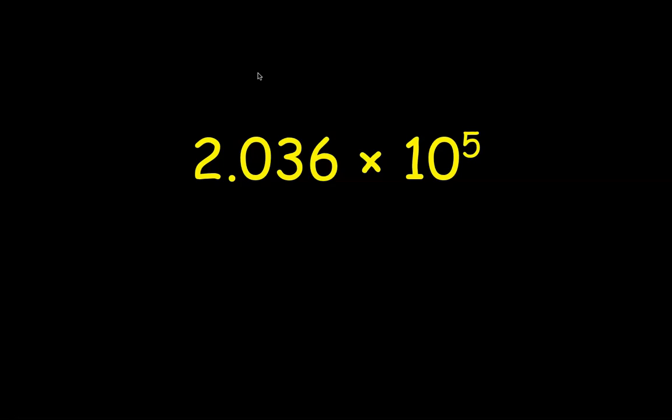203,600. Pause the video, and when you are ready, continue. Most important digit, the 2. Ignore the rest. Make it 200,000. That would be 2 times 10 to the power of 5. So 2 times 10 to the power of 5, add in the other digits, 2.036 times 10 to the power of 5.